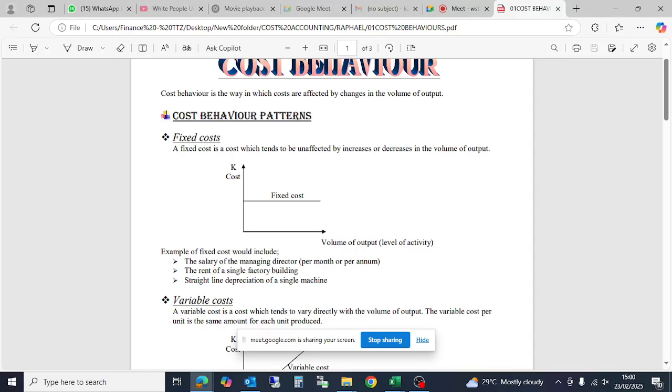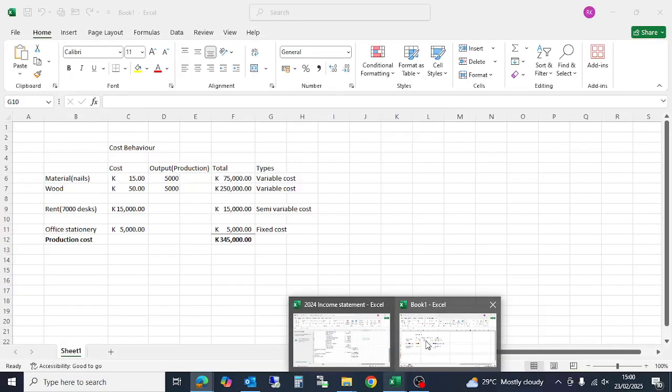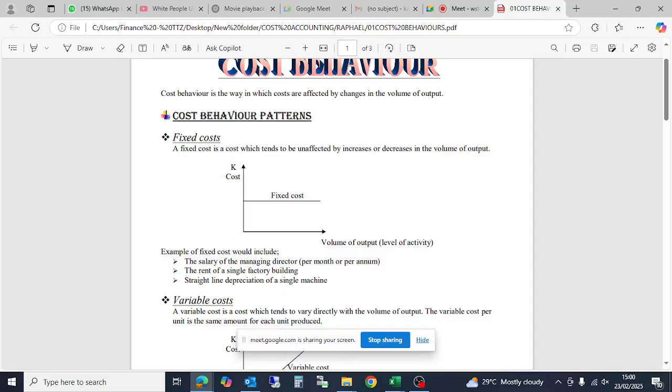Okay. So they're saying rent of a single factory building. Do you remember in our example? In our example, rent is a variable cost. Sorry, in our example, rent is a fixed cost. For as long as it's below 7,000, it's a fixed cost. The reason why I'm scoring it as semi-variable is because it has the potential to become a variable cost, because it's a fixed cost for a certain level of activity. But after we skip that level of activity, it will become a variable cost. That's why it's a semi-variable cost. It is affected by production at a certain level of activity. You get my point, sir?